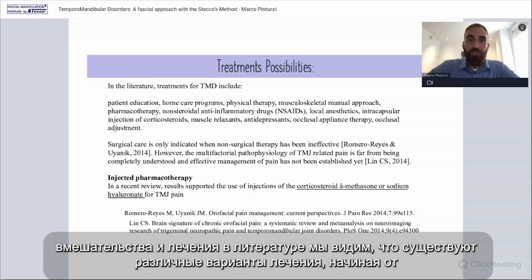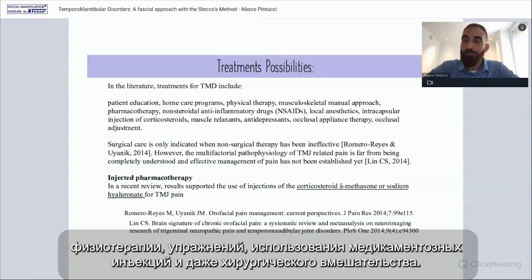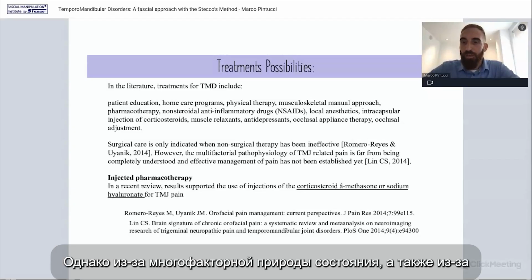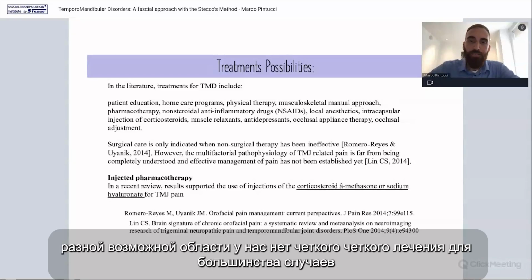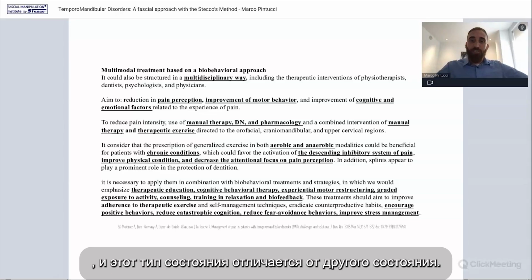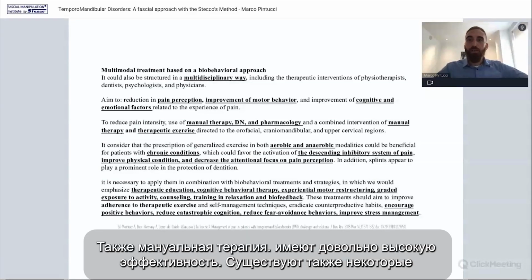Regarding the type of intervention and treatment, in the literature we see that there are different treatment options, from physical therapy, exercise, use of medication, infiltration, and even surgical intervention. However, due to the multifactorial nature of the condition and also the different possible regions, we don't have a clear treatment for most of the cases. And in this type of condition, different from other conditions, manual therapy also has quite a high efficiency.